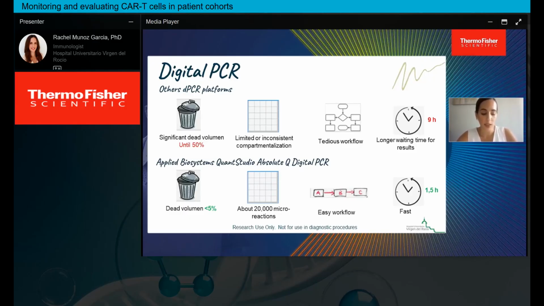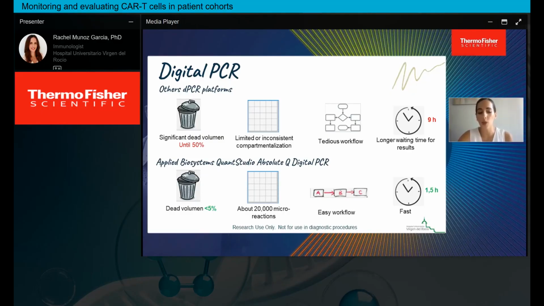One of the great disadvantages of the old platforms of digital PCR was the significant data volume, limited or inconsistent compartmentalization, a tedious workflow, different devices were used, and a longer waiting time for results, up to 9 hours.